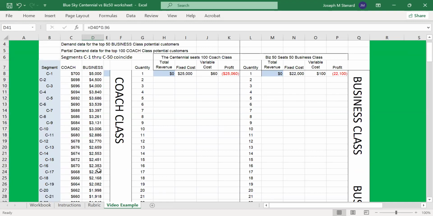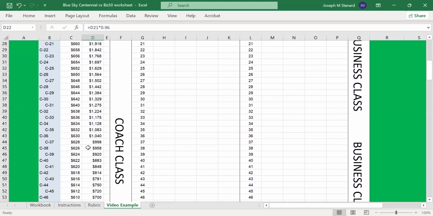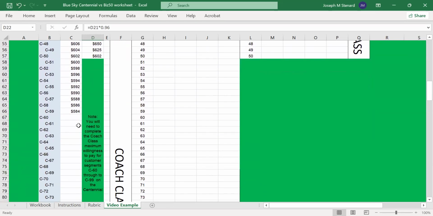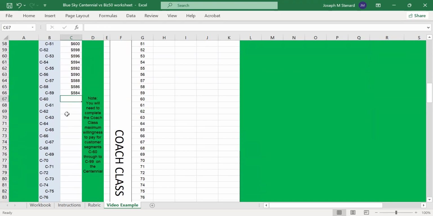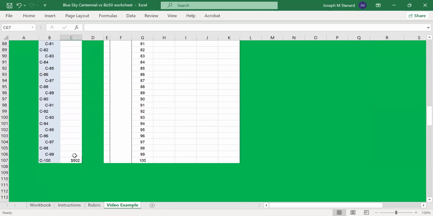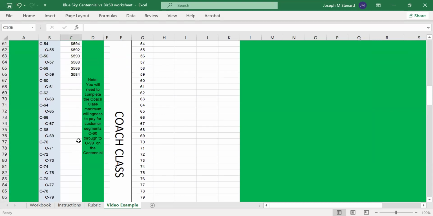Now, this is a fairly linear relationship, although at the ends we get to see some funny things like customer 1 is willing to pay $5,000 for a business class seat, but only $700 for coach class. We're not going to question that. We just know that it's true. And the increments drop by irregular numbers until we kind of get into a linear equation through the middle part of it. Over here, customers C60 through C99, the data is missing.